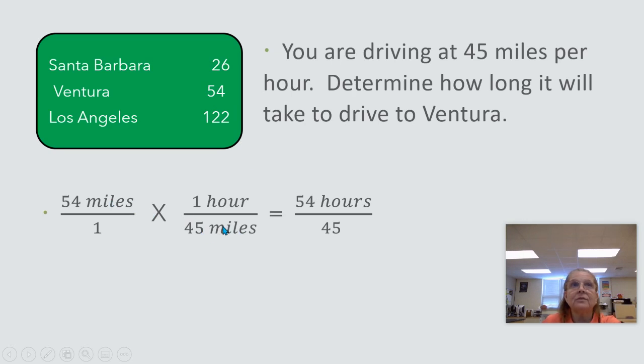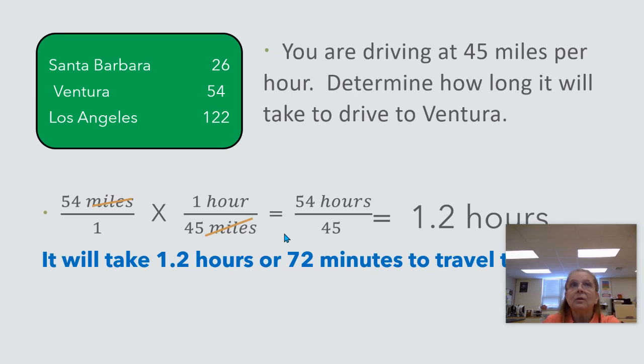The miles had to go on bottom, so we're left with hours. Cross out the miles, and you're left with 54 hours divided by 45, which gives you 1.2 hours. So 1.2 hours is how long it'll take to drive the 72 miles to Ventura. I do have the full sentence there, it's just covered.